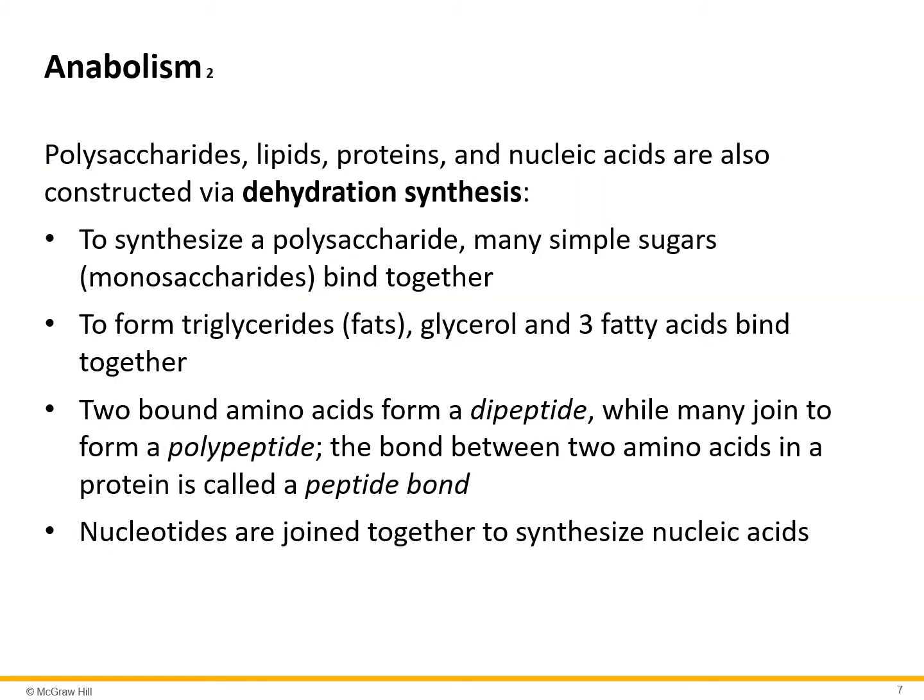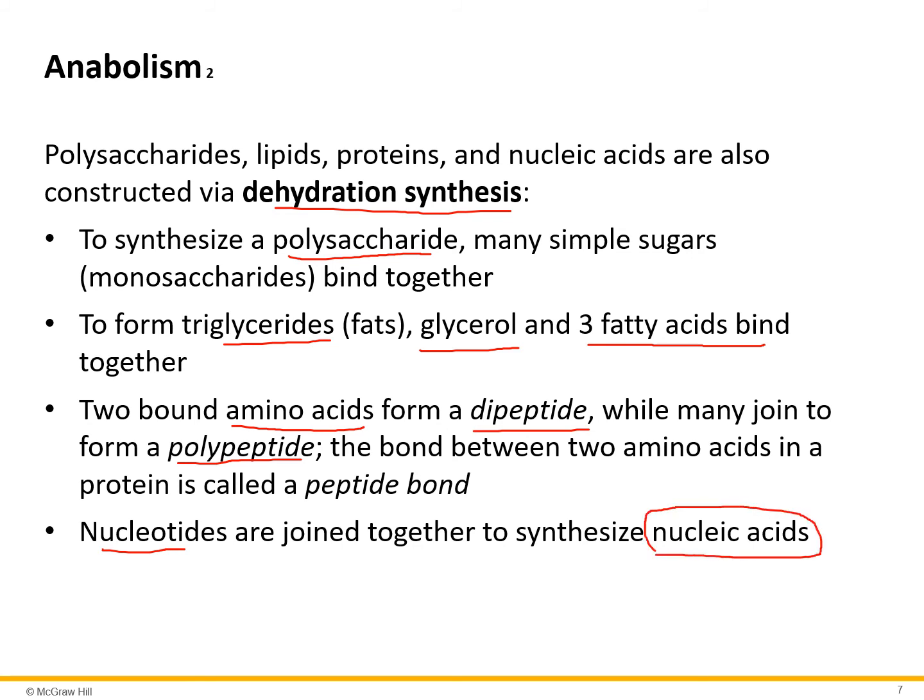So we make polysaccharides, multiple simple sugars bound together by dehydration synthesis. We form triglycerides by dehydration synthesis. We remove water from the 3 fatty acids to make them bind with glycerol. We remove water from amino acids to form a dipeptide. We continue to do it and form a polypeptide until you have what we call a protein. And then nucleotides are also joined by dehydration synthesis to form nucleic acids.